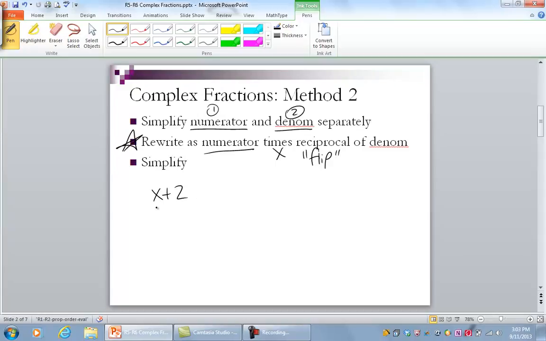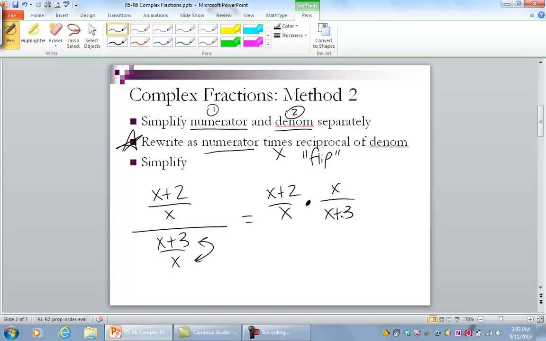An example would be, and this is a brief example, you don't have to copy this down, but just watch. If you have x plus 2 over x and you're dividing by x plus 3 over x, you know how to divide fractions, right? You flip the denominator, or if they're written out in standard form, you flip the second one, is what we've been doing in class. So this ends up being x plus 2 over x times, flip the denominator, x over x plus 3. That makes sense so far?